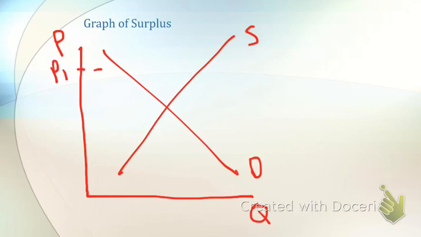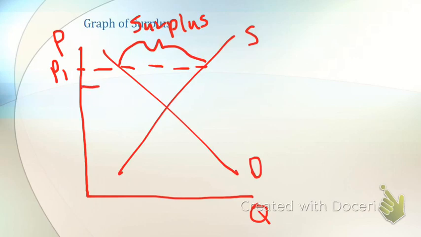P1 is here. As you can see from P1, the supply is greater than the demand. So that difference of supply and demand is the surplus at P1. When supply is greater than demand, what kind of pressure do you think is going to be on prices? Downward or upward? Downward. Yes, there's downward pressure on prices. So they may go to P2.